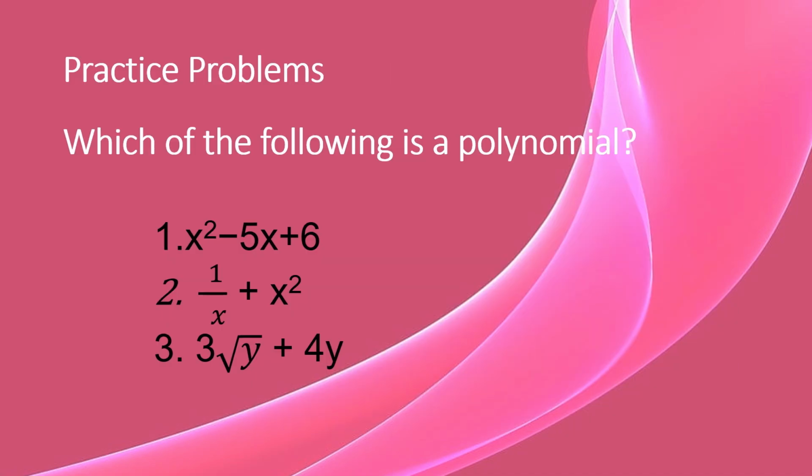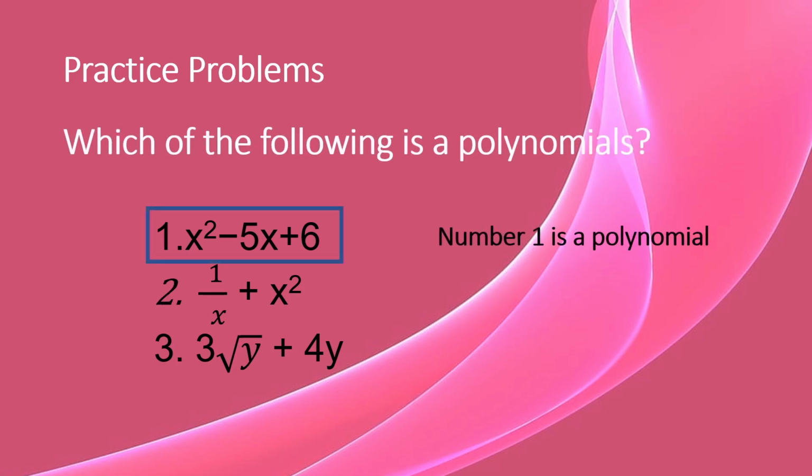Now let's practice identifying polynomials with the following problems. Number 1, x squared minus 5x plus 6. Number 2, 1 over x plus x squared. Number 3, 3 square root of y plus 4y. You can pause this video and write your comment down below for your answer and the reason for the expressions which are not polynomials. Okay, so number 1 is a polynomial. And number 2 and number 3 are not polynomials. So just comment down below the reasons why they are not polynomials.